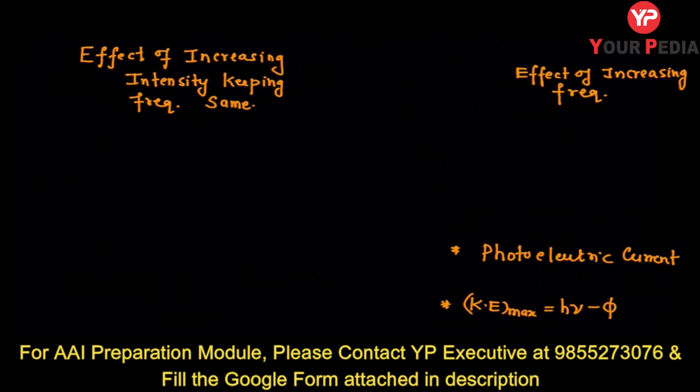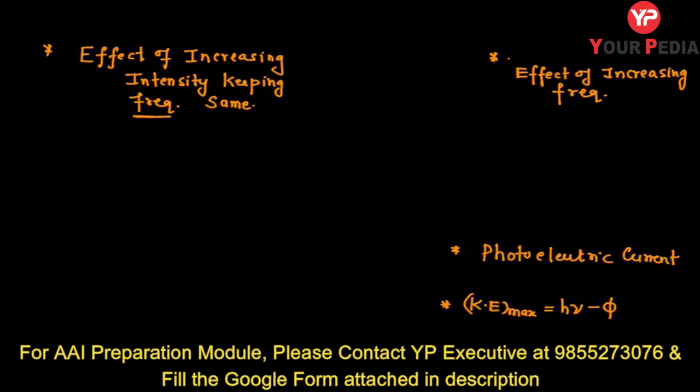Now let us conclude a very important point. I told you earlier, now we will see what will be the effect of increasing frequency and what will be the effect of increasing intensity of incident light keeping the frequency same, means for a particular frequency. Now two parameters till now. Till now I haven't discussed stopping potential. Till now I have discussed maximum kinetic energy of ejected electron and photoelectric current.